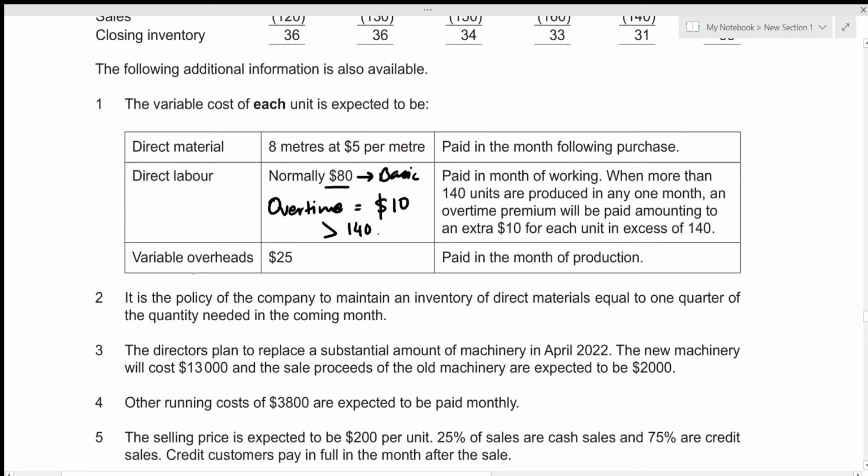Then for the third one, we have variable overheads of the rate 25 per each unit, which is paid in the month of production, meaning that for the goods that we produce in the month of January, the variable overheads will be paid in that particular month.